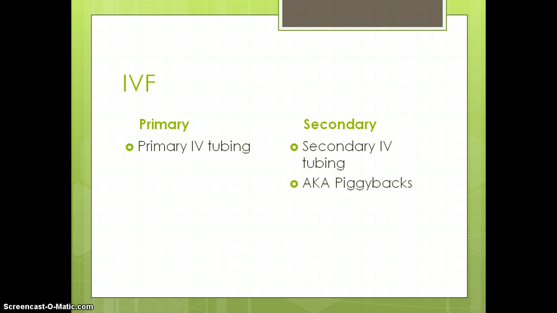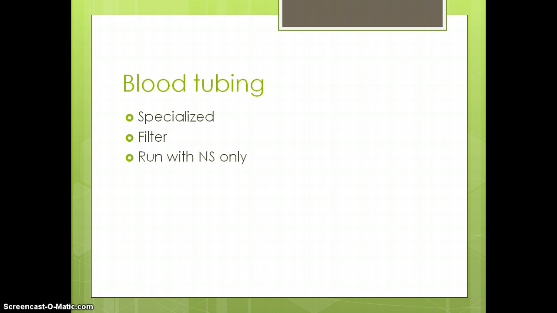There are primary and secondary IV fluids, and the primary is what's running usually 24 hours a day. Secondary or intermittent or piggyback, like antibiotics, for example. And they each have their own special tubing. And it will say on the packages primary or secondary. Blood tubing also has its own special tubing just for blood, and it has a filter in it to collect any particulates. And blood can only be run with normal saline.